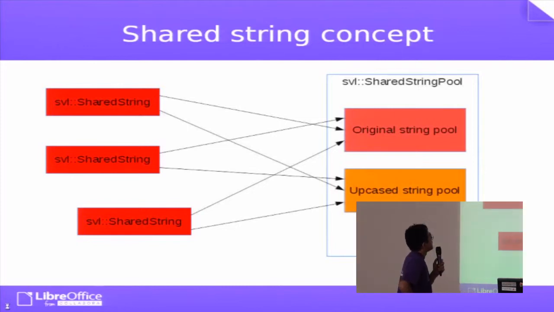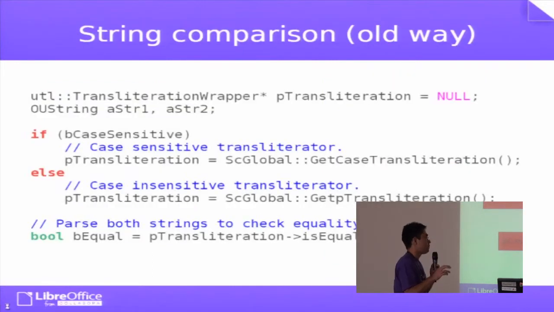Another change we made, we decided to pool all string instances. Previously, if you had a Calc document with a whole bunch of string contents, even if most of the string contents were identical, each string instance was unique.